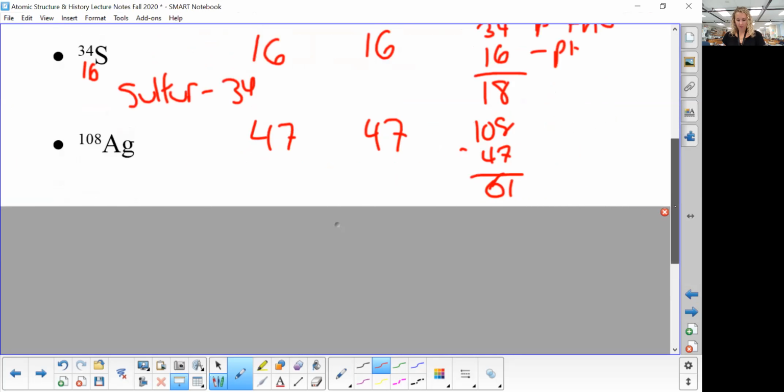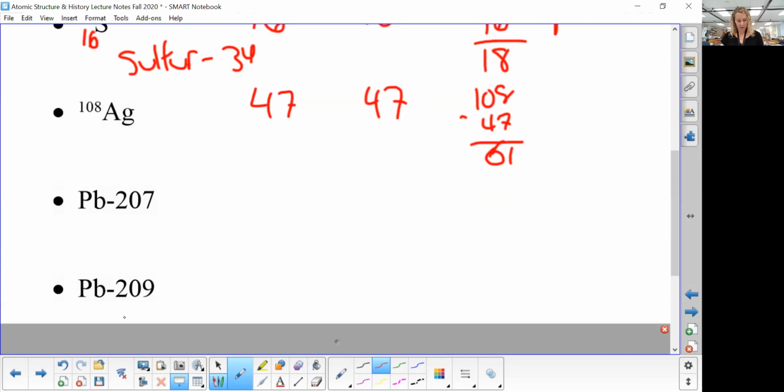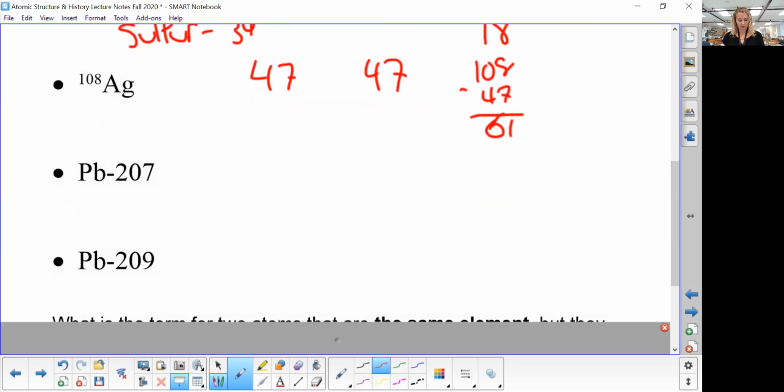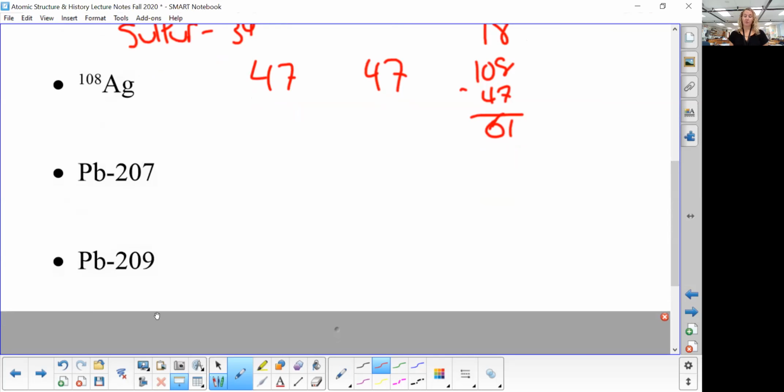I'm going to do 2 more examples here, and this is giving you the atomic notation first. If you want to pause the video and try to solve these before I do, go for it. Otherwise, I'm just going to solve them. If we wanted to put this in nuclear notation, it would be Pb. We'd put the 207 on top, because remember, that's the mass number if you have a dash. And this other one would be Pb-209.